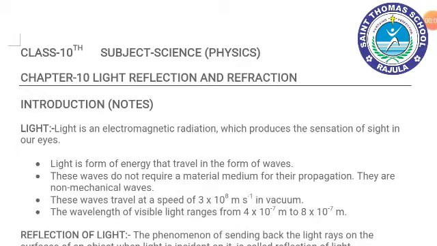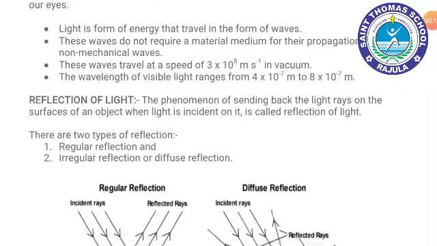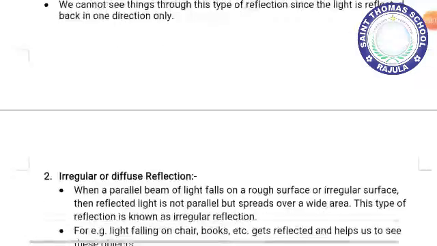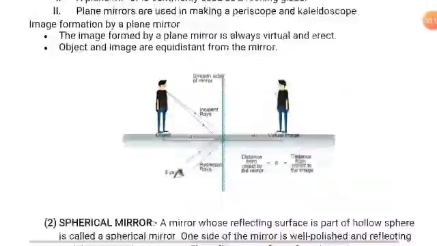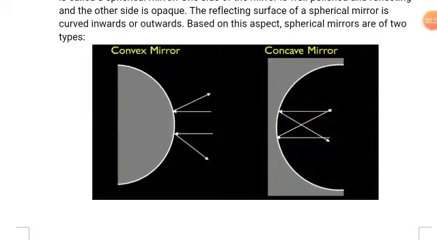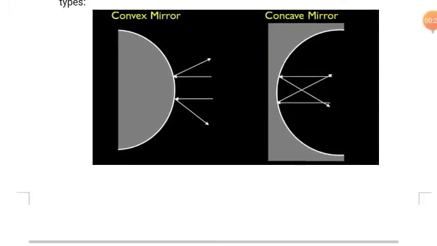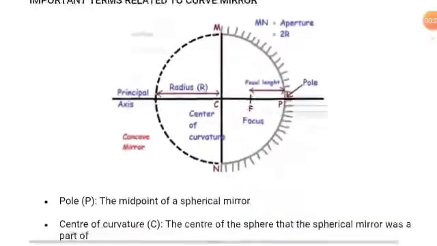We are studying chapter number 10, light reflection and refraction, and this is going to be the last part of this chapter. In the previous parts we have seen about light and reflection, its laws, and many things about mirrors. We have seen there are two types of mirror: concave mirror and convex mirror.